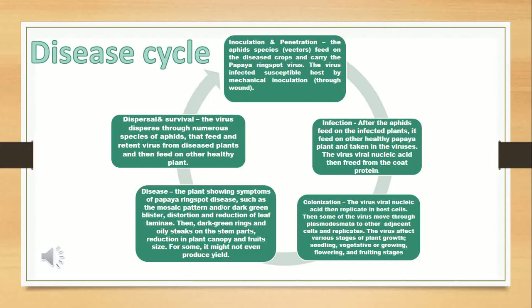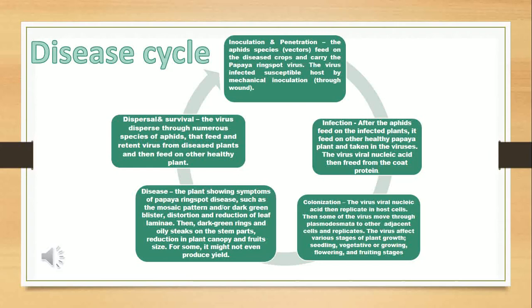The viral nucleic acid will then be freed from the coat protein. While during the colonization stage, the viral nucleic acid will replicate in the host cells. Then, some of the virus moves through plasmodesmata to adjacent cells and replicates. This virus affects various stages of plant growth, from seedling to fruiting stages.